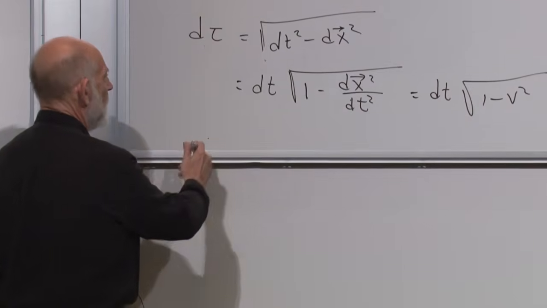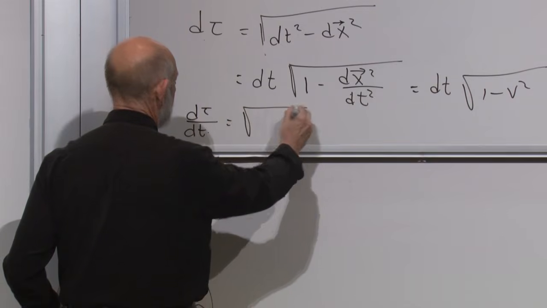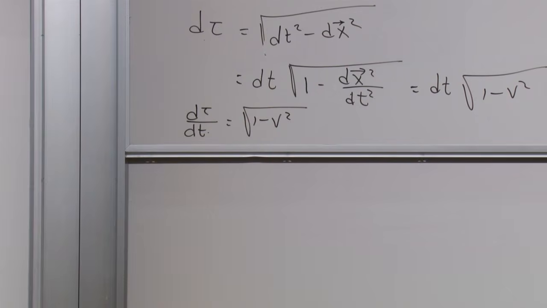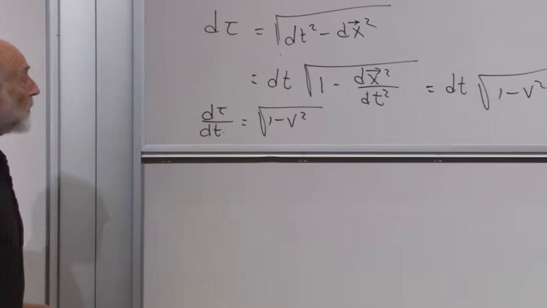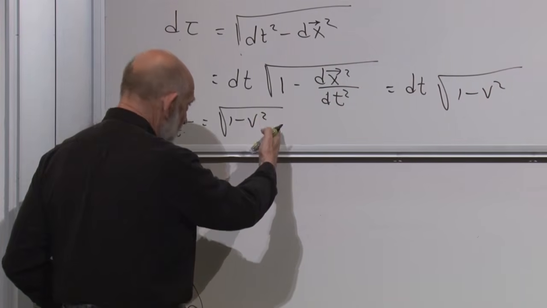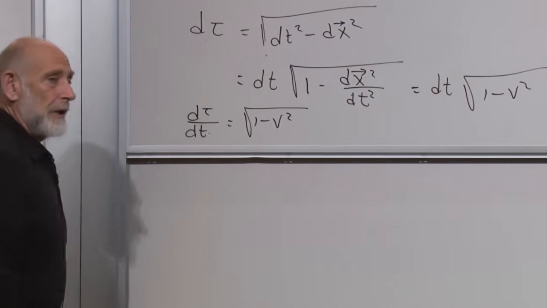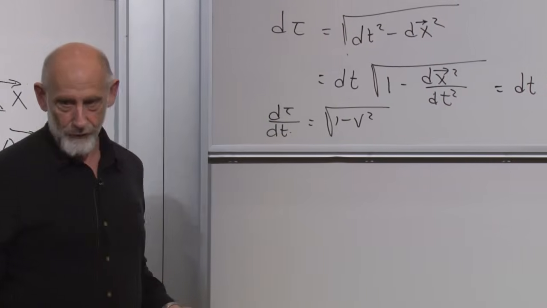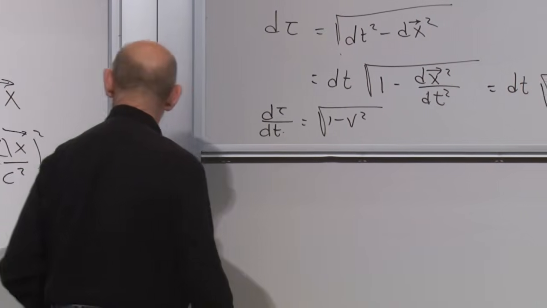So what do we know? We know that d tau by dt is equal to the square root of 1 minus v squared. It's the rate of change of proper time relative to ordinary time. If v is small by comparison with the speed of light, if it's close to 0, then this is close to 1. In other words, in the non-relativistic limit, dt by d tau is just 1. There's no difference between tau and t. If the object is moving with close to the speed of light, there can be a large difference.